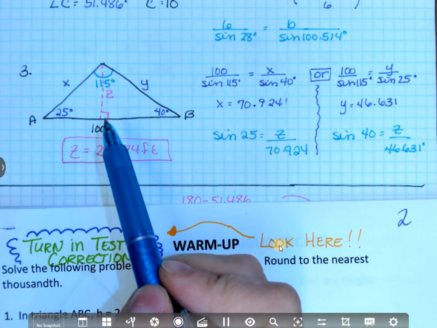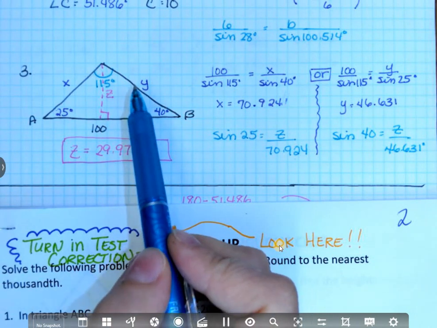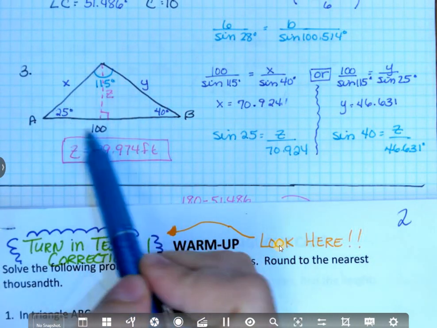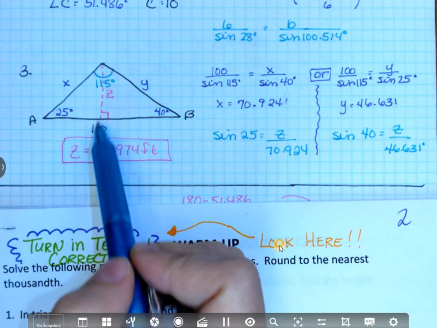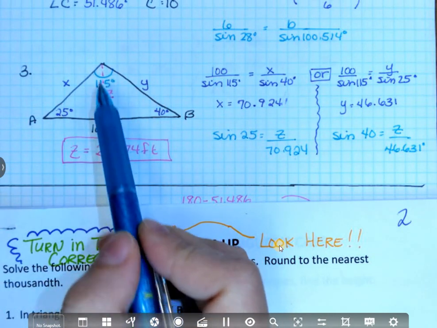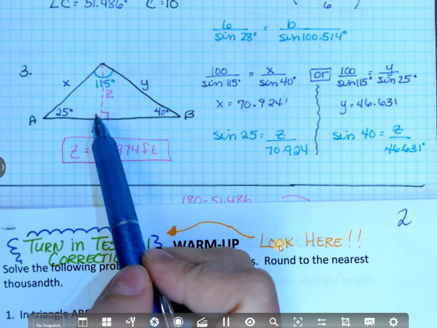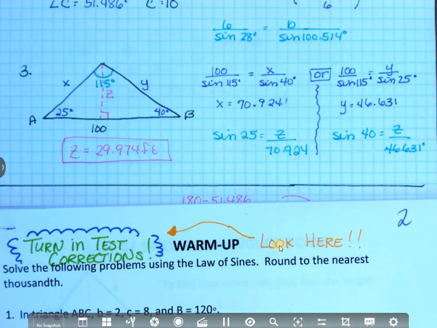This is a very common setup that you'll be asked to do, which is to use law of sines to start finding something and then finish it off with a regular trig ratio. Okay? Questions on that?